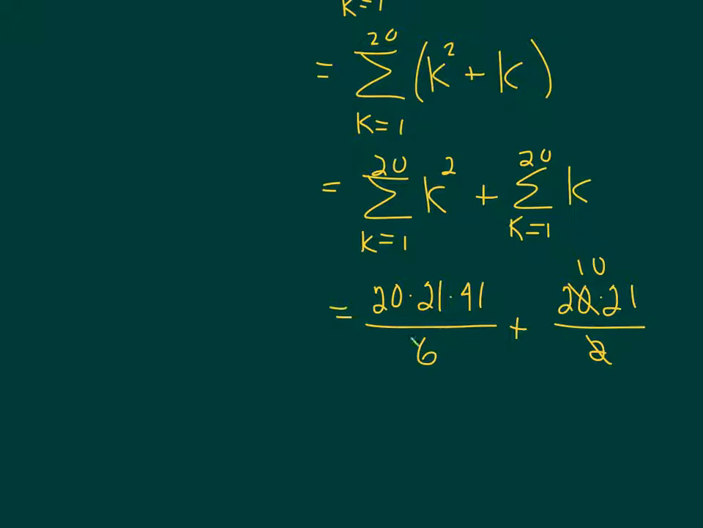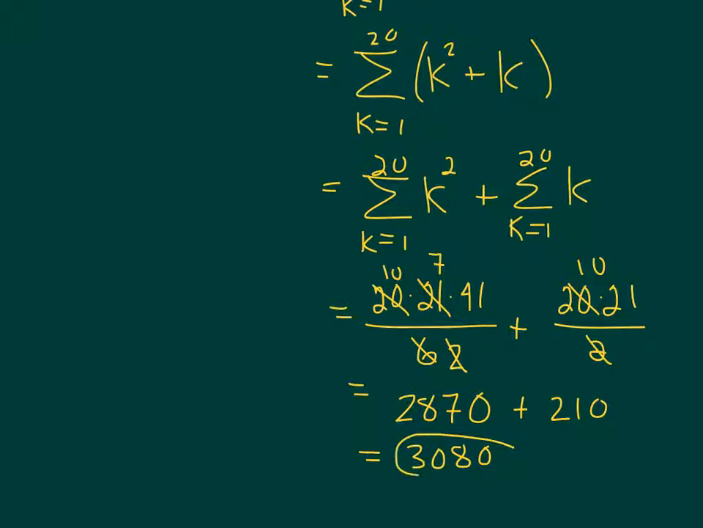So let's see, 3 goes into 6 twice, that's 7. 2 goes into 20 10 times. So this becomes 7 times 41, which is 287, times 10, is that, and plus 210, and that is just going to leave us with 3080.